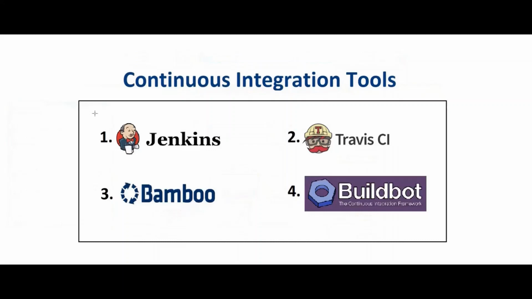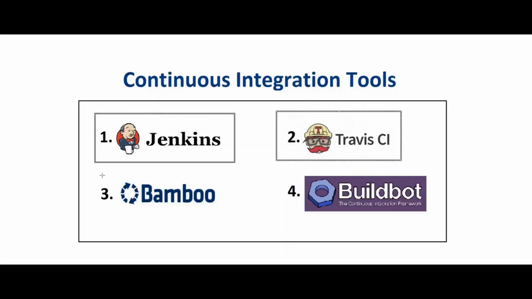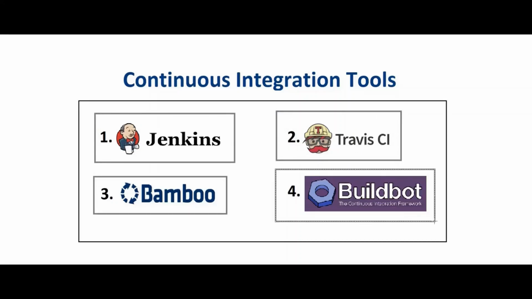Now what are the continuous integration tools? We have different tools for continuous integration. First is Jenkins, second is Travis CI, third is Bamboo, and fourth is Buildbot. In this tutorial, we'll be discussing Jenkins as it is the most widely accepted tool for continuous integration because of its flexibility and the amount of plugins it supports.